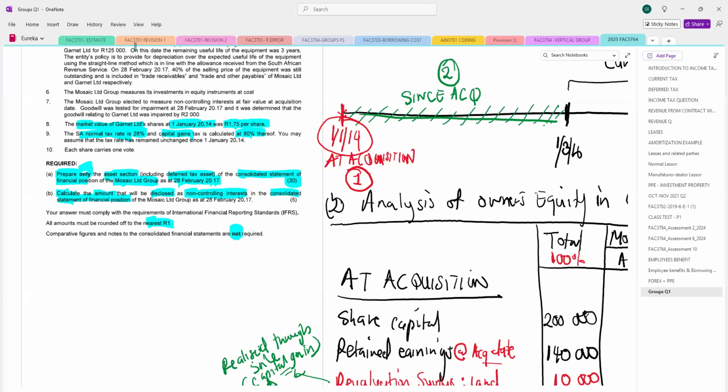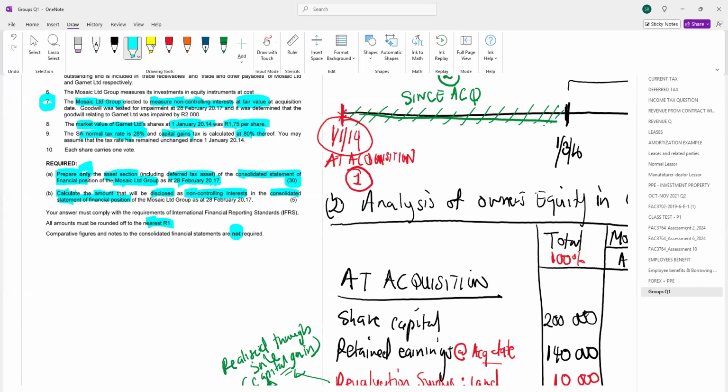Then let's look at number 7. So 7 says the Moisek Limited Group elected to measure their non-controlling interest at fair value at acquisition date. All right, and then it goes on to say goodwill was tested for impairment at year end. This is now year end. We're going to deal with that one later.